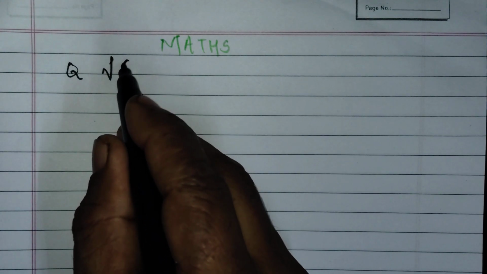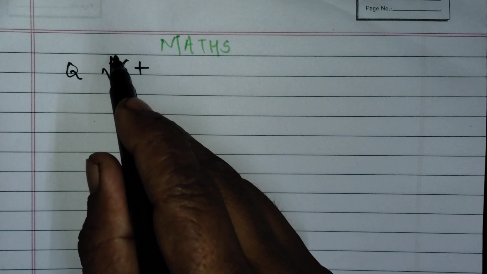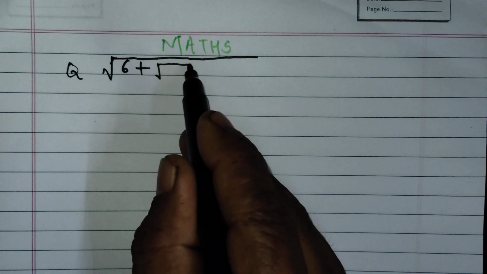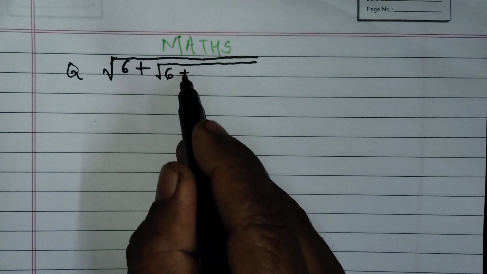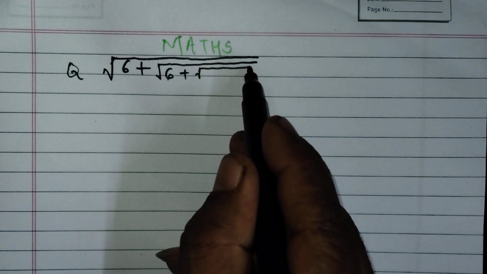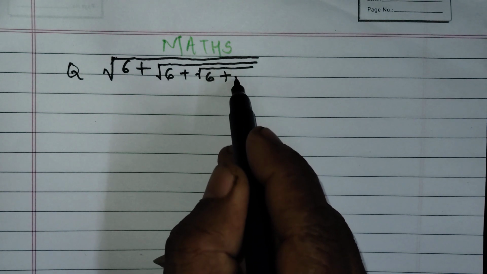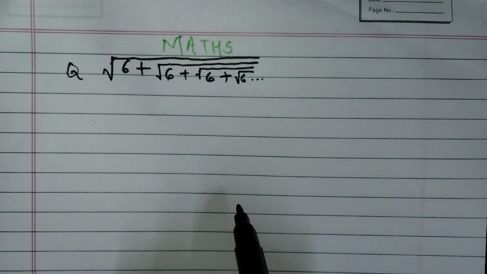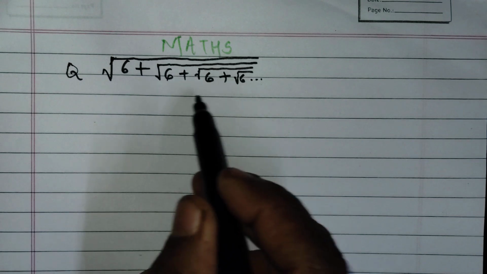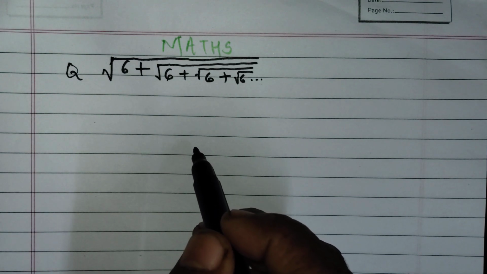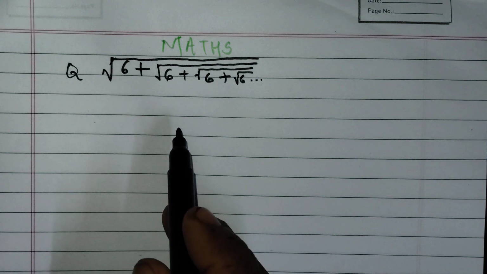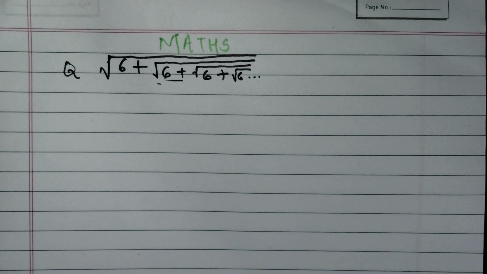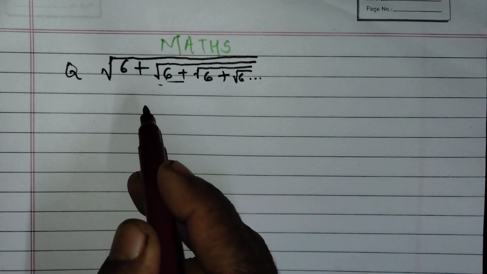Today we are doing maths problems, some interesting number system based questions. For example, the square root of 6 plus the square root of 6 plus the square root of 6 plus, and so on. The three dots mean infinite, so what is the result? This type of question is sometimes asked in competition problems, so in competition we have to solve it within a few seconds.